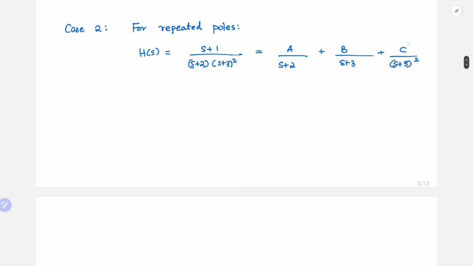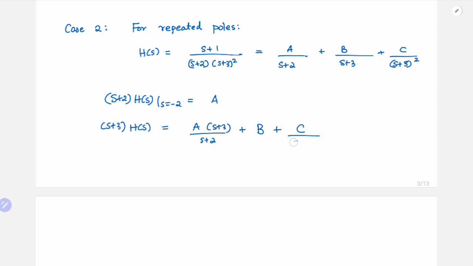So now I want to find A, B and C. For A, it is easy. You just have to do s plus 2 into H of s, and s equal to minus 2 will give me A. This is easy. But if you see for B, s plus 3 into H of s, what will this give me? This will give me A into s plus 3 by s plus 2. As expected, A will become 0 when we substitute s equal to minus 3, and B we'll get as it is. But C, if you see, still has the denominator term. If you substitute s equal to minus 3, it is going to go to infinity. So we don't want that, right?